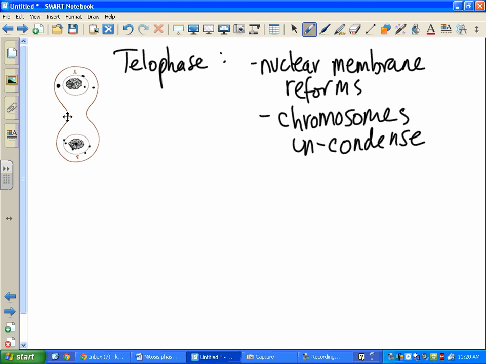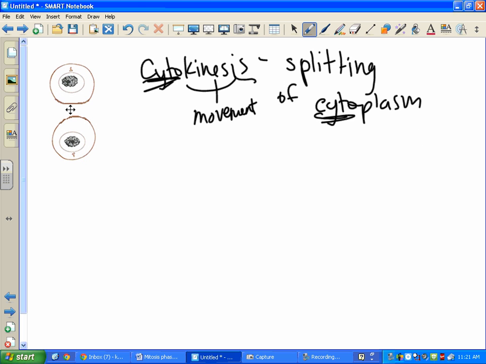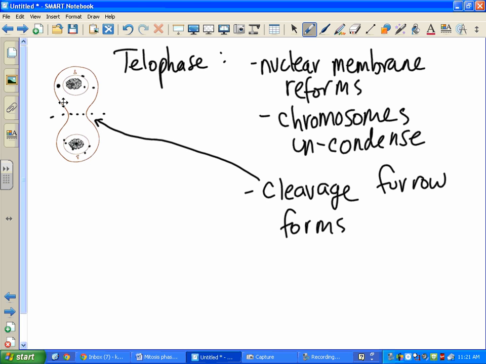Forgot to tell you one thing about telophase. Telophase sets up this kind of like perforation, and that's called the cleavage furrow. This right here, how it's pinching in. So it's giving cytokinesis the place for it to break. That happens during telophase as well.